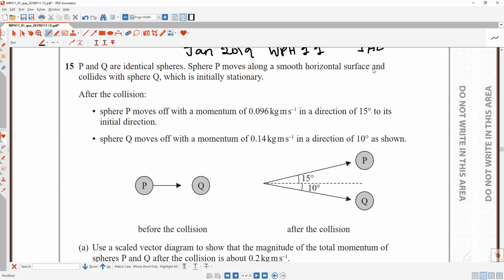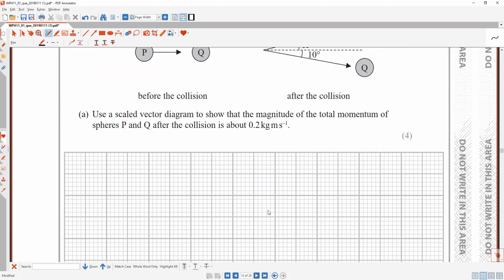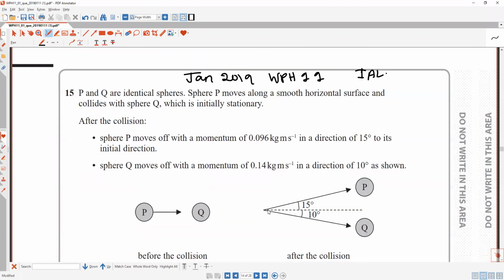Okay. So now, use the scale vector diagram to show that the magnitude of the total momentum of spheres P and Q after the collision is about 0.2 kg m/s. P and Q are identical spheres. Sphere P moves along a smooth horizontal surface and moves off with a momentum of this much at a direction of 15 degrees. And sphere Q moves with a momentum of this much in a direction of 10 degrees.